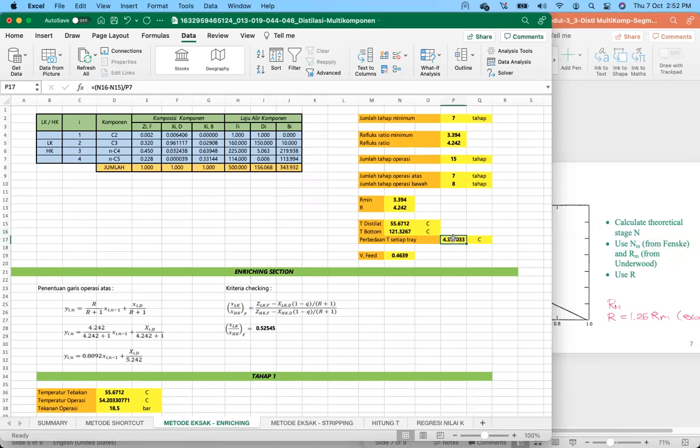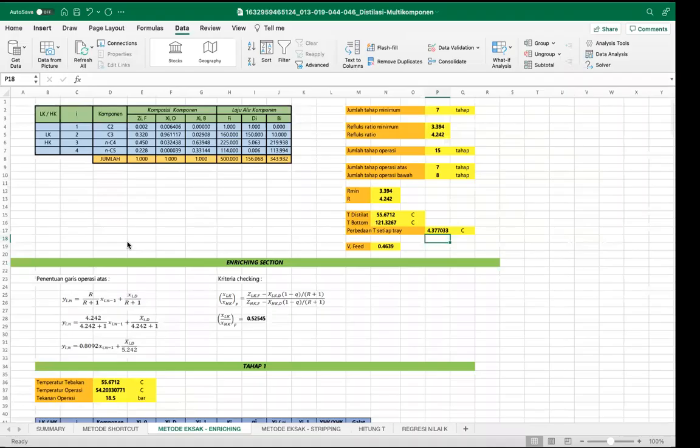So we have the delta of each temperature. The delta of each temperature is the temperature of the bottom minus the temperature of the distillate, divided by N. So we assume that from the top to the bottom, the temperature will increase by around 4.37. Okay, that's how we define the temperature.